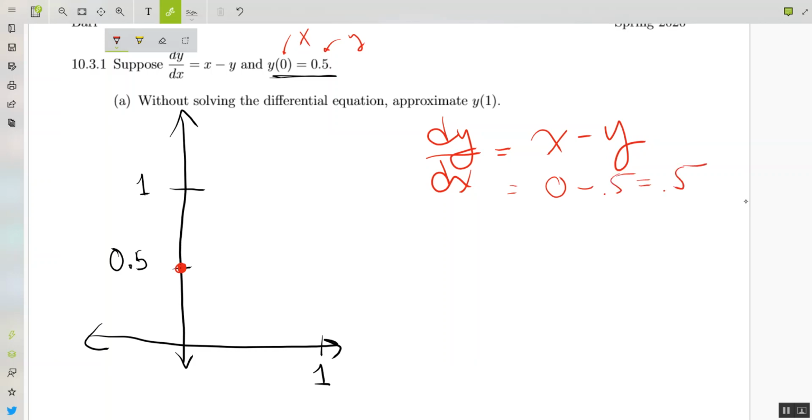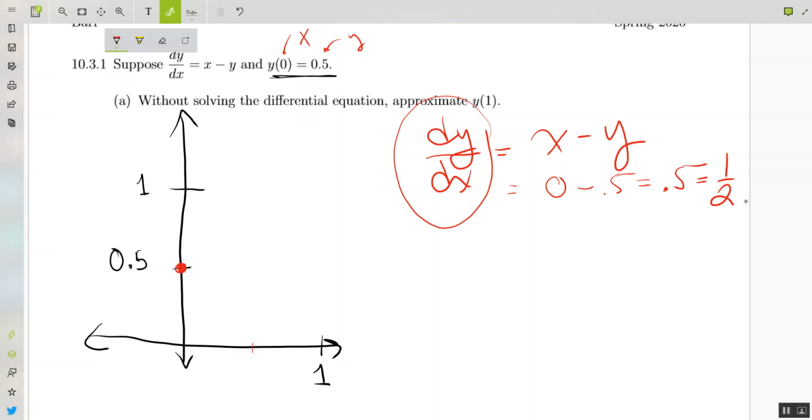So what that tells me is, remember, dy/dx is also the change in y with respect to the change in x. This is slope. So I know the slope is 0.5, which I'm going to write as 1/2 to help me do this next part. Oh, I know the slope, so I know how it's changing. So I can draw out the slope here.